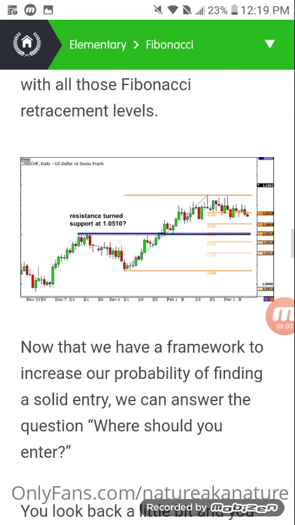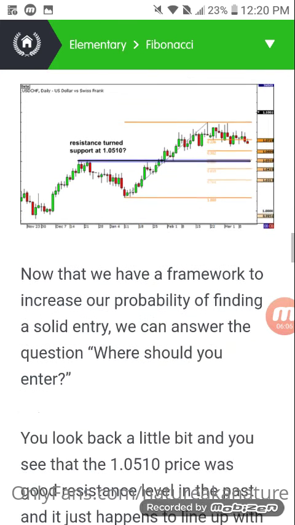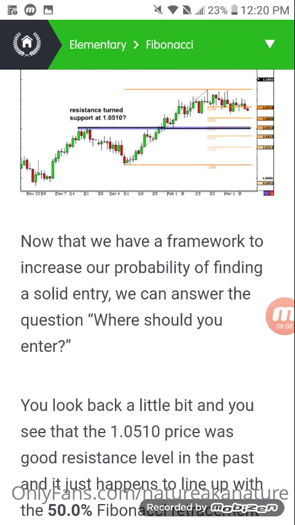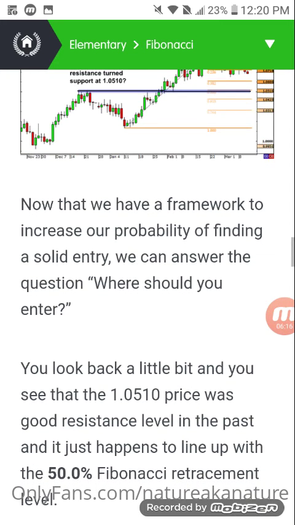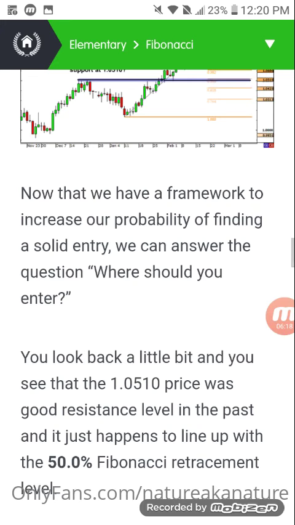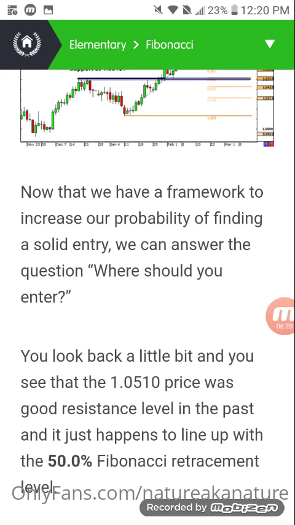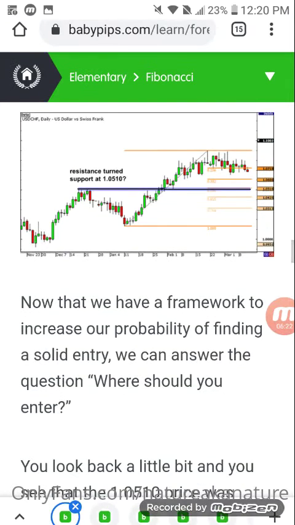Now that we have a framework to increase our probability of finding a solid entry, we can answer the question: where should we enter? You look a little bit and you see that the 1.0510 price was a good resistance level in the past, and it just happens to line up perfectly with the 50.0 Fibonacci retracement level.